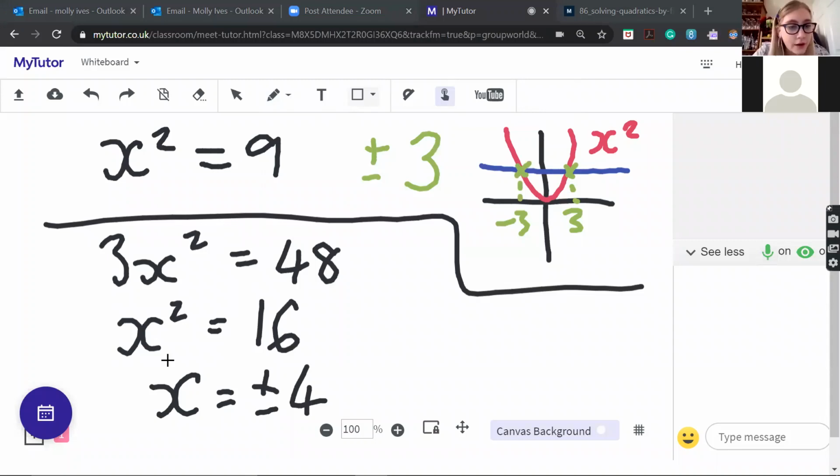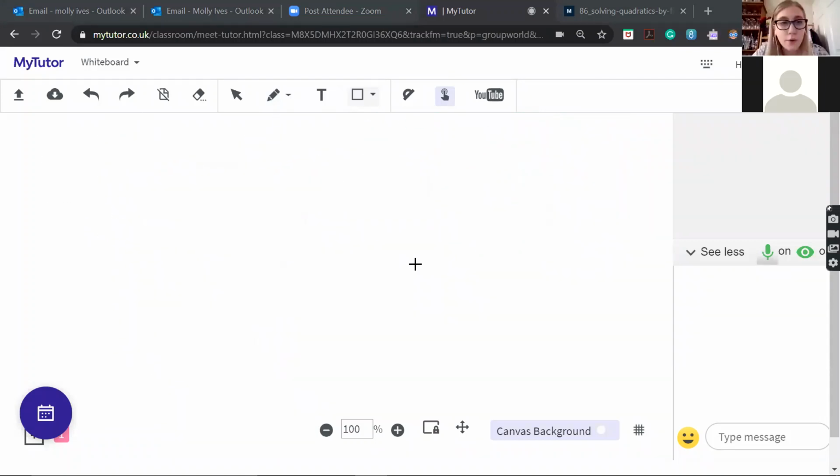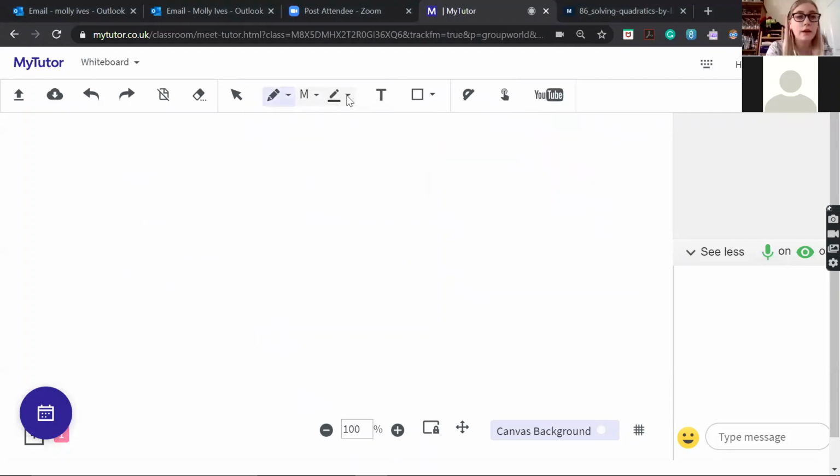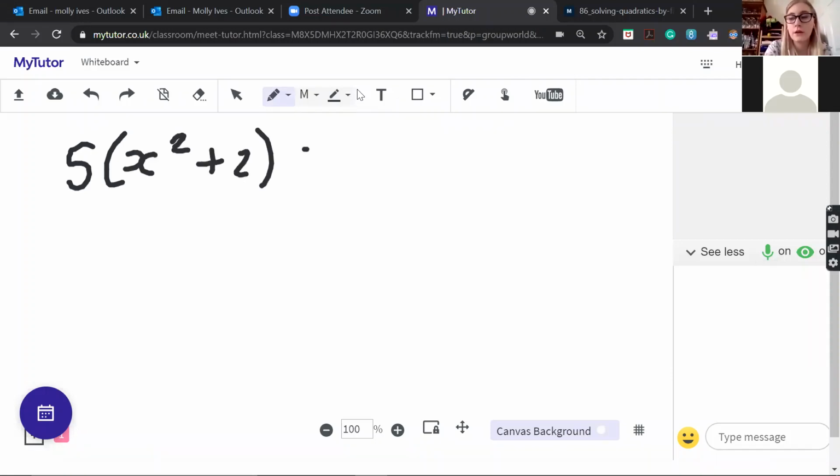Okie doke. Let's have a look at one more example where we've got to do a little bit of extra work. So 5x squared plus 2 equals 135. This one looks a lot scarier, but again, don't panic. Get it to a situation where we just have x squared on the left-hand side and we know what we can do with that.